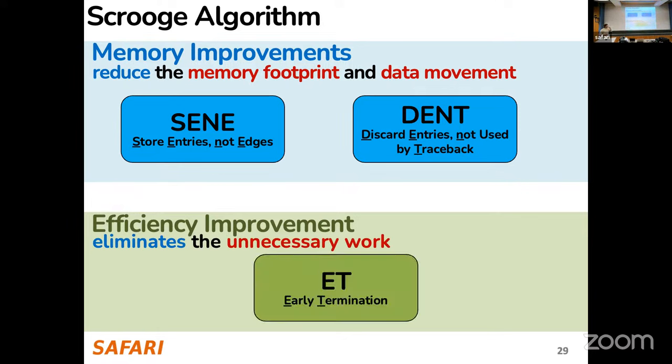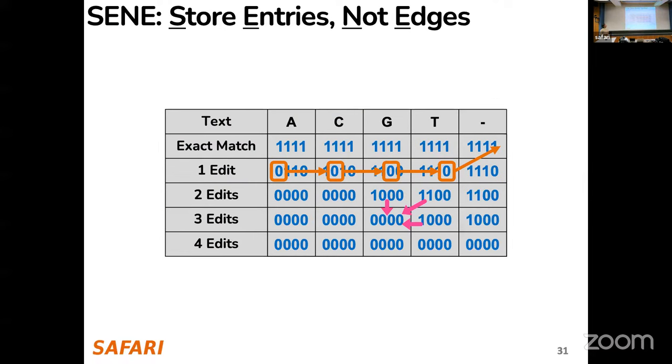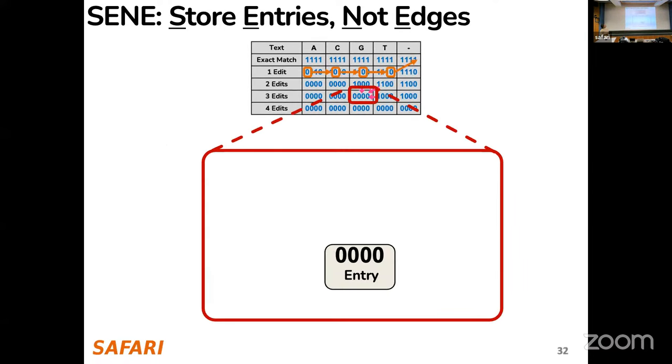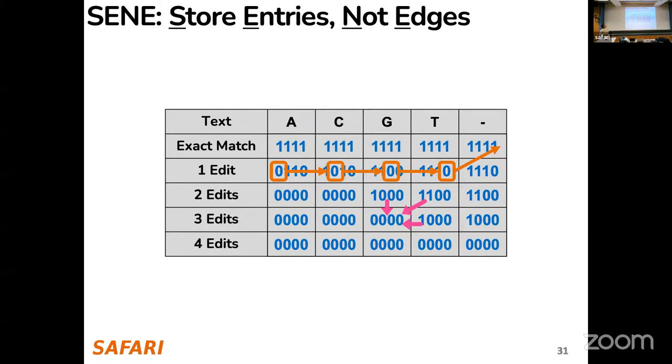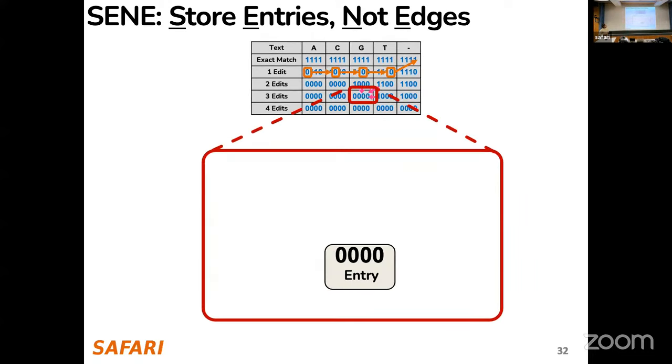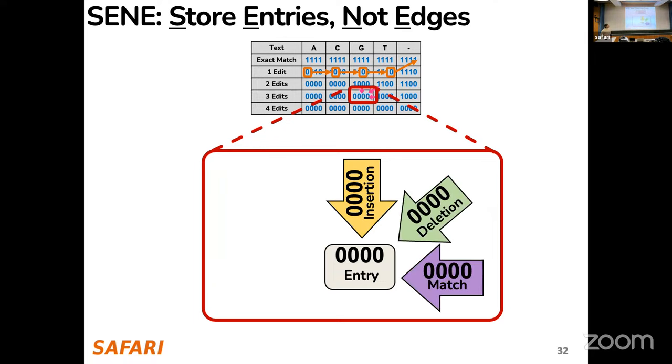And then the efficiency improvement eliminates the unnecessary work. Now, due to time restrictions, I'm just going to show one of these in detail. It's this Sene improvement. The idea here is, so recall this table that the algorithm computes. If you look at one of these entries, I've just shown you the entries themselves of the table, let's say.